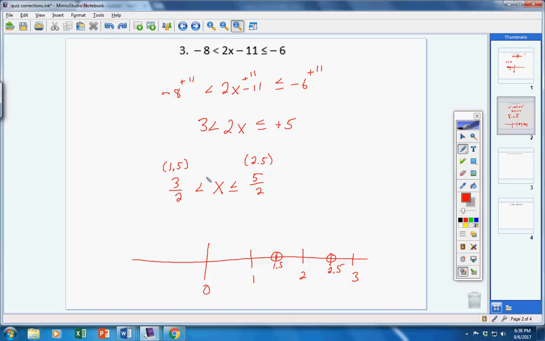Now, is there an equal sign here under this inequality? No, there's not, so leave this point open, do not shade it in. Is there an equal sign here? Yes, there is, so we're going to shade that in, okay?